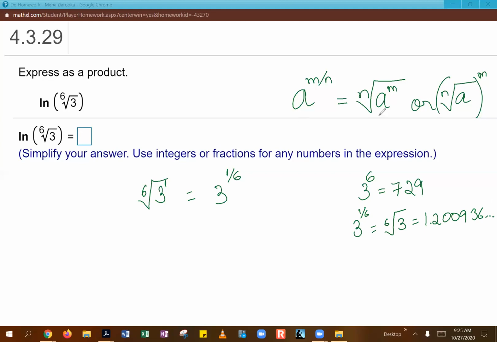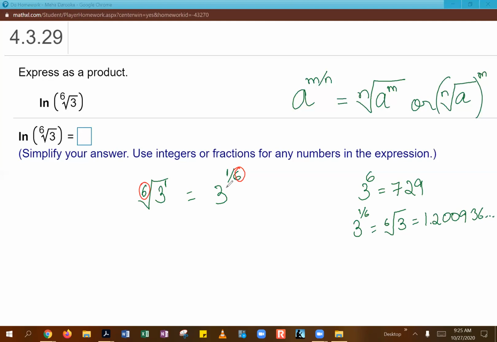So keep this rule in mind. When you have a radical notation, when you convert it to the exponential form, you should have a fraction where the index of your radical is going to end up becoming the denominator on that exponent.